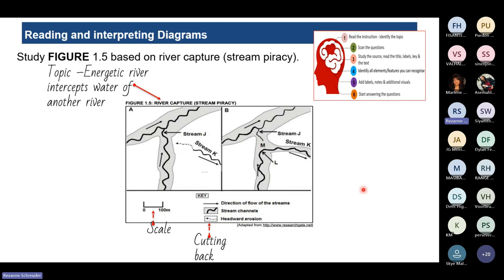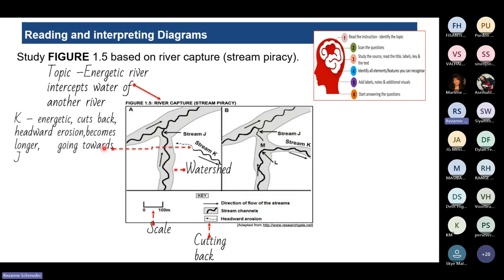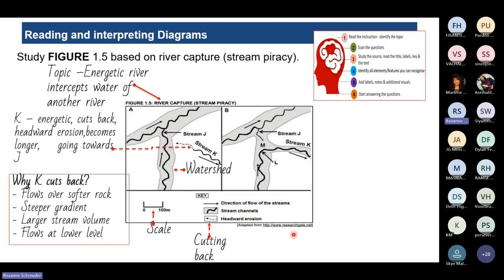The scale, you can see the watershed. And then very important, it's K is energetic. It cuts back through headward erosion. It will become longer going towards stream J. Why does K cut back? It flows over softer rock. It might have a steeper gradient, a larger volume, and then it might flow at a lower level.